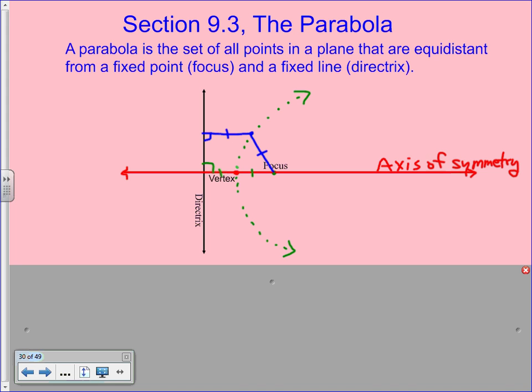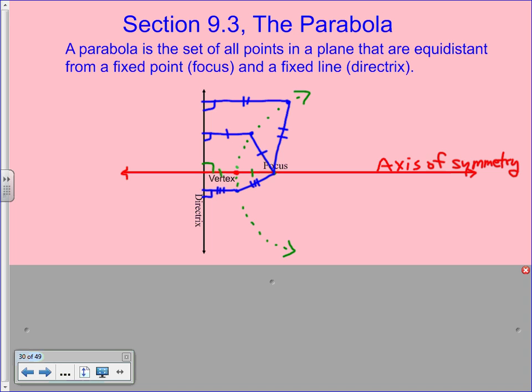So any point that we choose on the parabola, its distance from that directrix and its distance from the focus, those two pieces are congruent. Are you seeing it? So that's how we get all these points. Any of these points, the distance to the directrix and the distance to the focus, those are congruent.